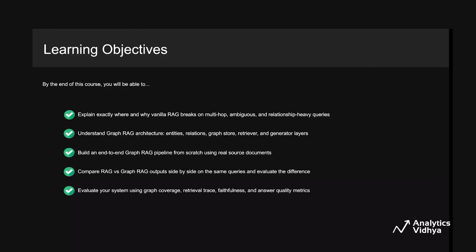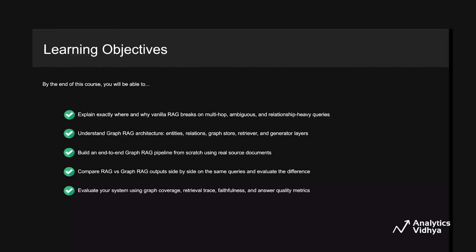By the end of this course, you will be able to do 5 things. First, you will be able to explain exactly where and why vanilla RAG breaks on multi-hop, ambiguous, and relationship-heavy queries. Second, you will understand graph RAG architecture end-to-end. Entities, relations, graph stores, retriever, and generator layer.